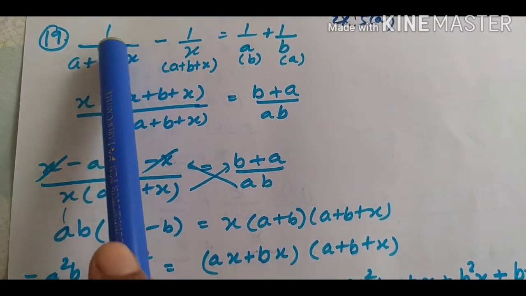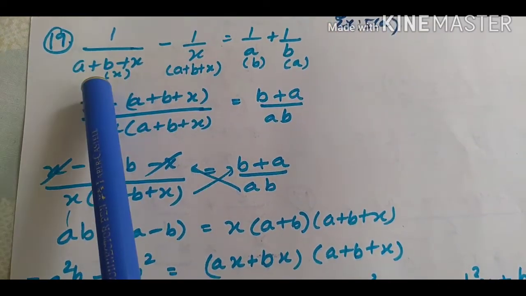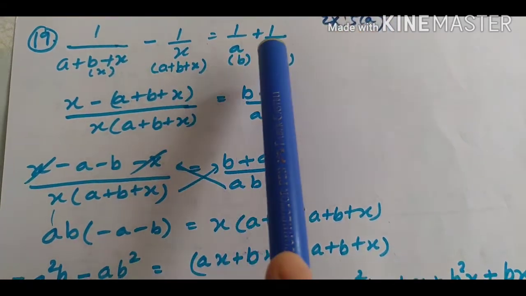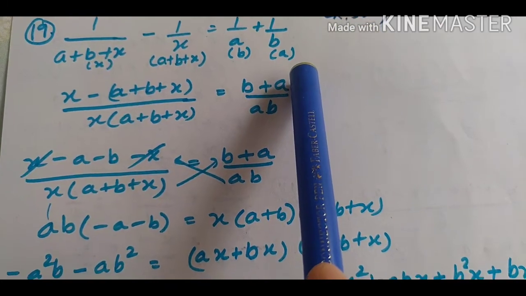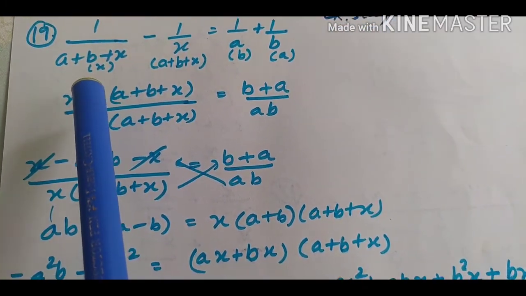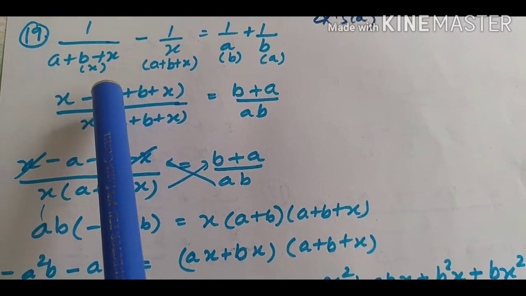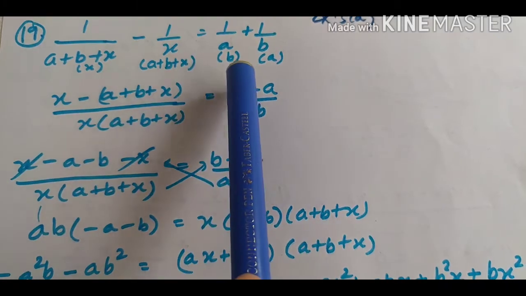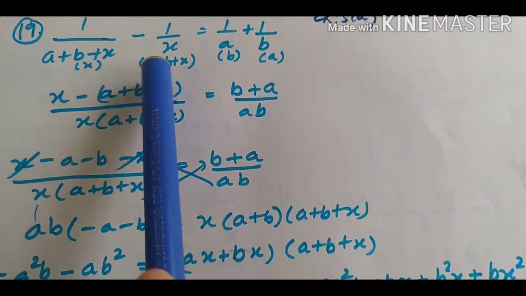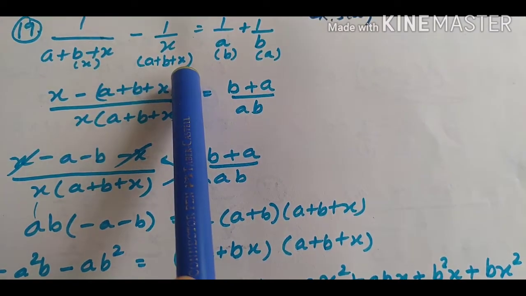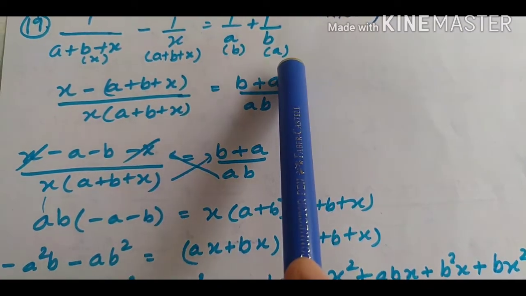Here we have 1 upon a plus b plus x minus 1 by x is equal to 1 by a plus 1 by b. All the terms are in the denominator, so we should take the LCM to make it linear. I am taking the left side and the right side separately. Here I multiply by x and a plus b plus x, here by b, here by a.